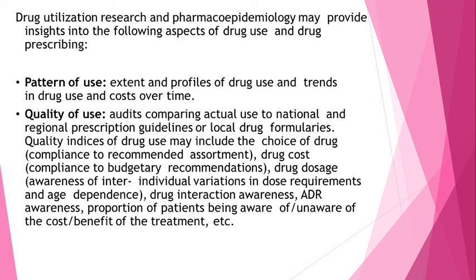They can also give us an idea about the quality of use, where audits compare actual use to national, regional prescription guidelines or local drug formularies. Quality indices of drug use may include the choice of the drug, compliance to the recommended assortment or drug cost, compliance to the budgetary recommendation, drug dosage, awareness of inter-individual variation in dose requirement or adjustment of the dose according to age, drug interaction awareness, ADR awareness, then the proportion of patients who are aware or unaware of the cost-benefit ratio of the treatment.